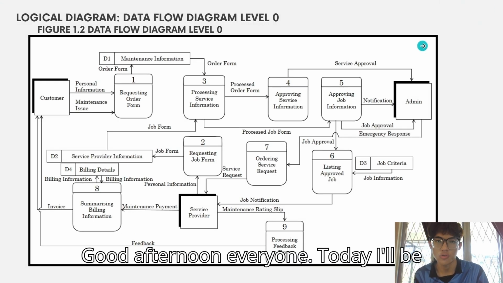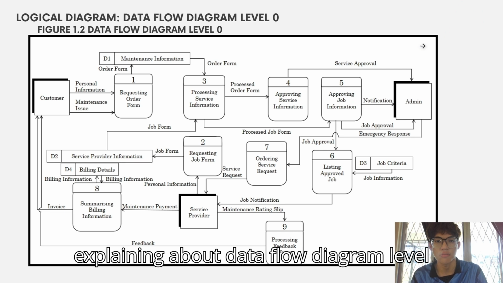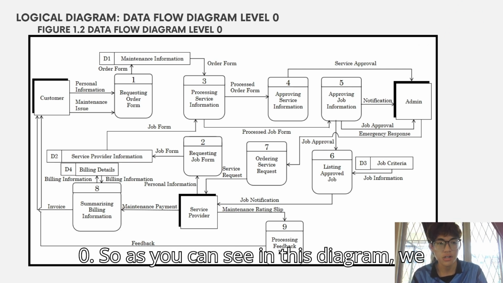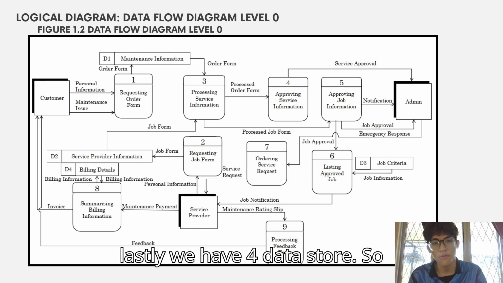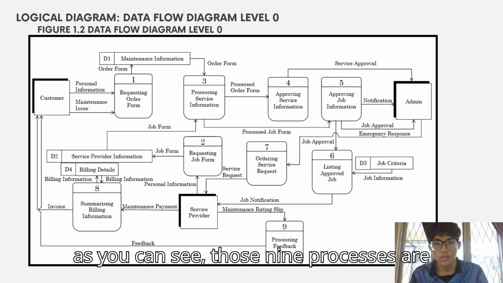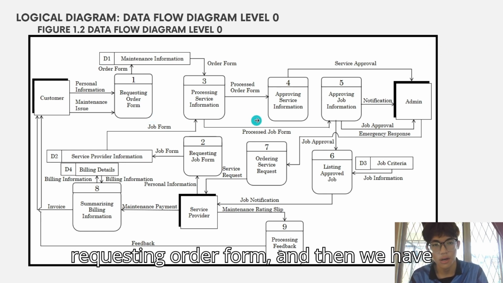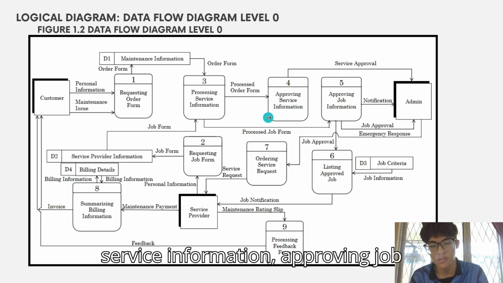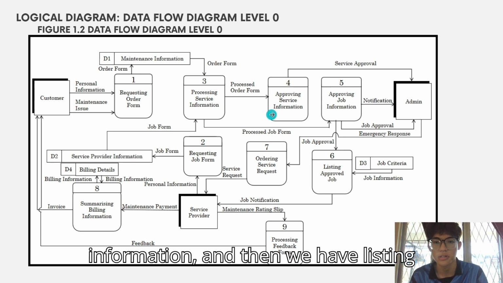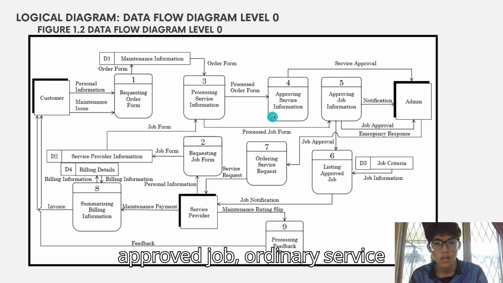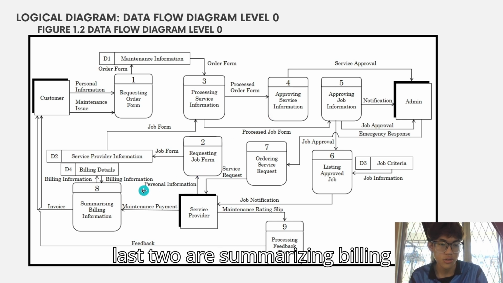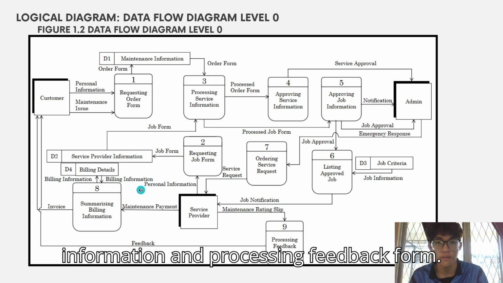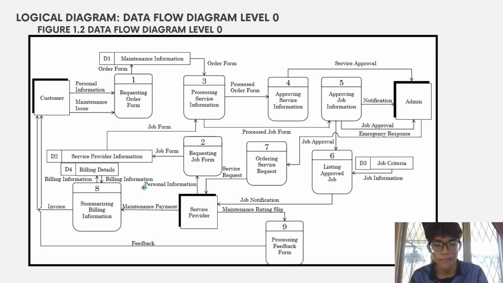Good afternoon everyone. Today I'll be explaining data flow diagram level 0. As you can see in this diagram, we have 3 entities, 9 processes, and lastly 4 data stores. The 9 processes are requesting order form, processing service information, approving service information, approving job information, listing approved job, ordering service request, requesting job form, and the last 2 are summarizing billing information and processing feedback form.